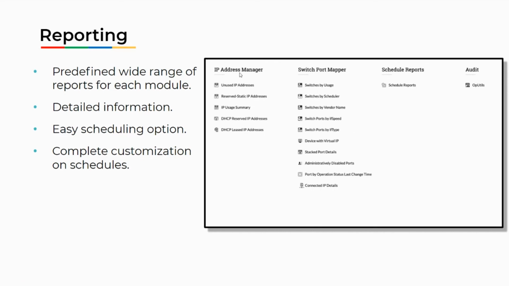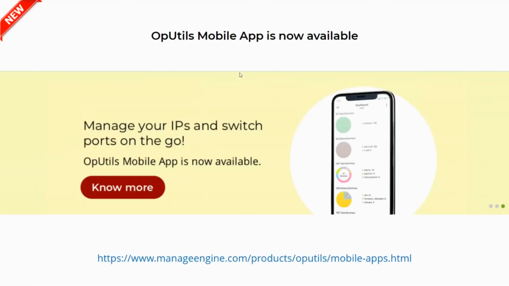Now, let's just say you want to take a short break or you want to go on a walk and still want to stay connected or know what's happening in your OpUtils on-premise deployment. Well, you can use the OpUtils mobile app, which is now available. This app is available on both iOS and Android platforms, and you can use it to know what's going on with your OpUtils on-premise deployment.